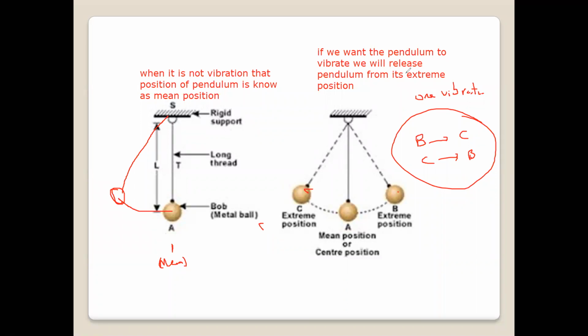Mister, I have a class right after this. I'm just about to finish. Okay, I've been explaining and completing the topic of the pendulum, and then I'll finish it.